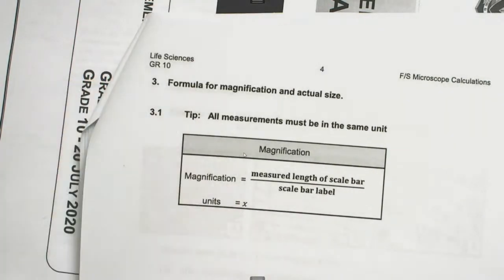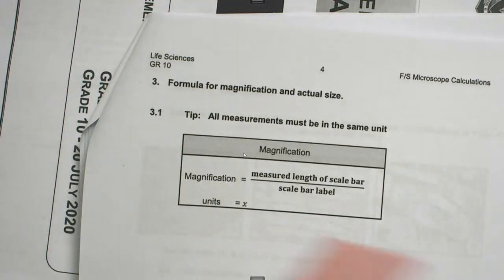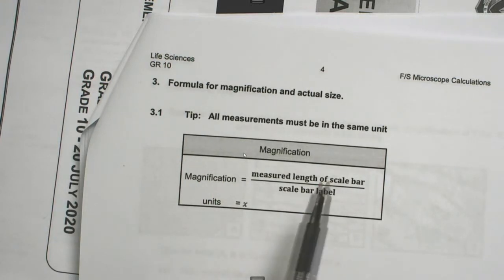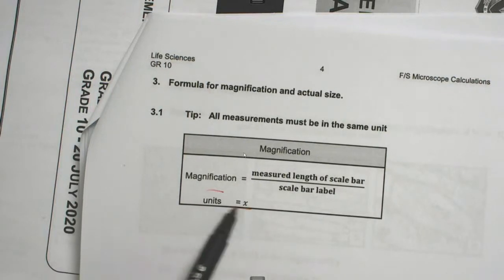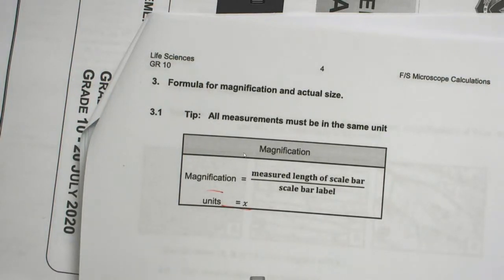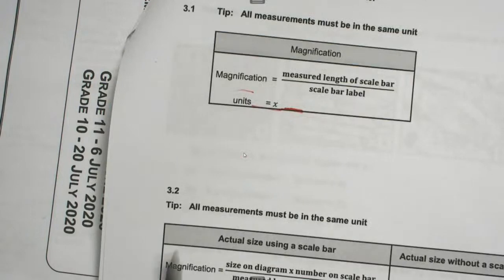Now, the formula we use for magnification and actual size: magnification will be equal to the measured length of the scale bar divided by the scale bar, and now we can determine the magnification size. Remember, the units are very important, the units need to be the same. All measurements must be in the same units. This is very important.